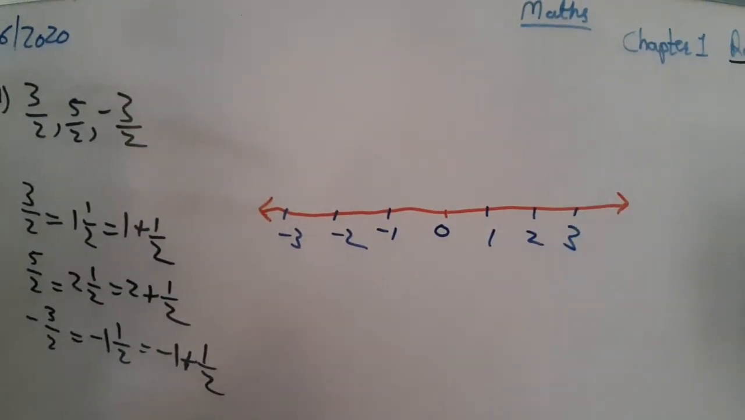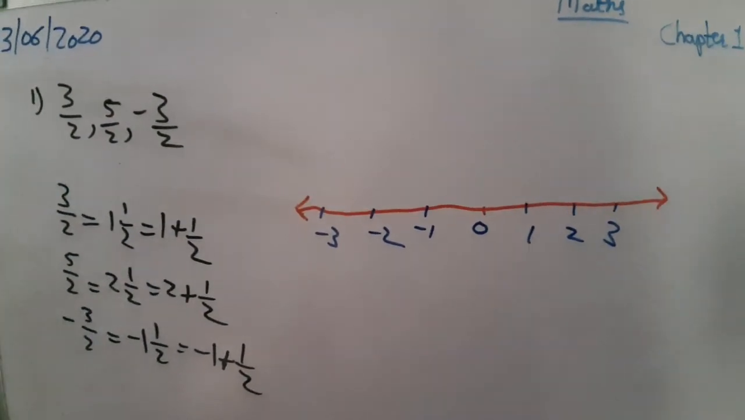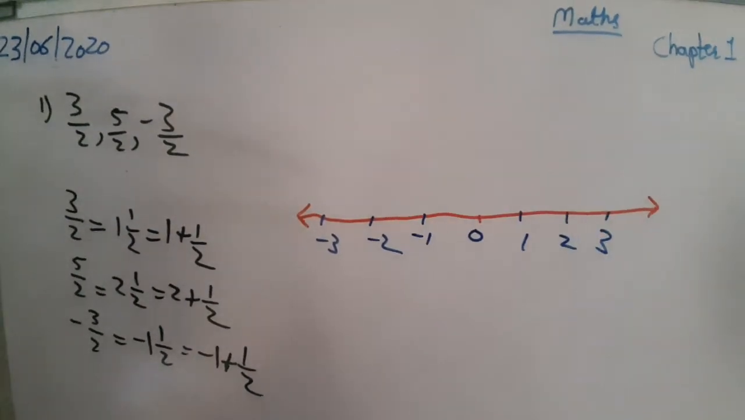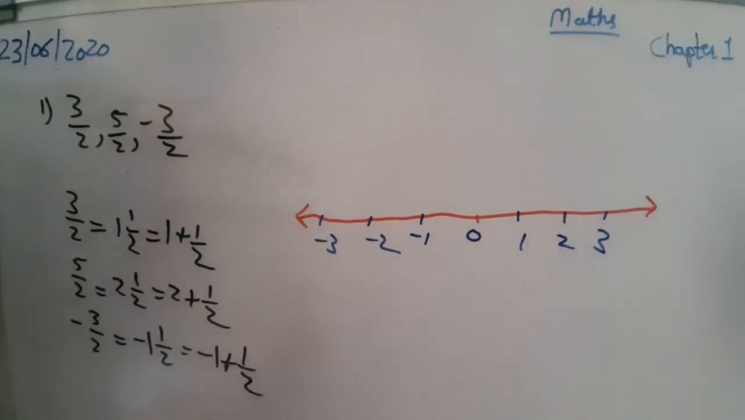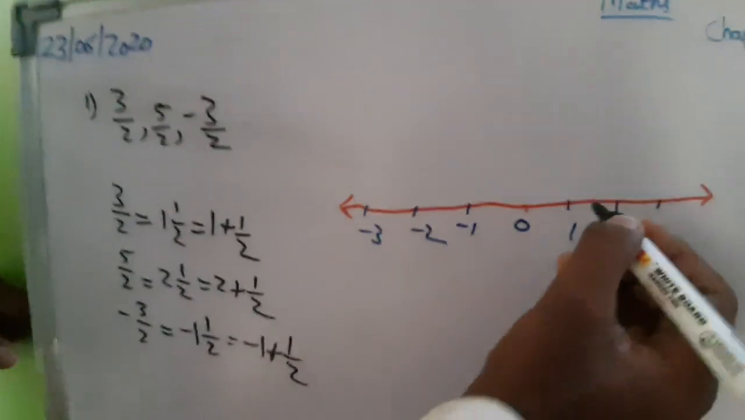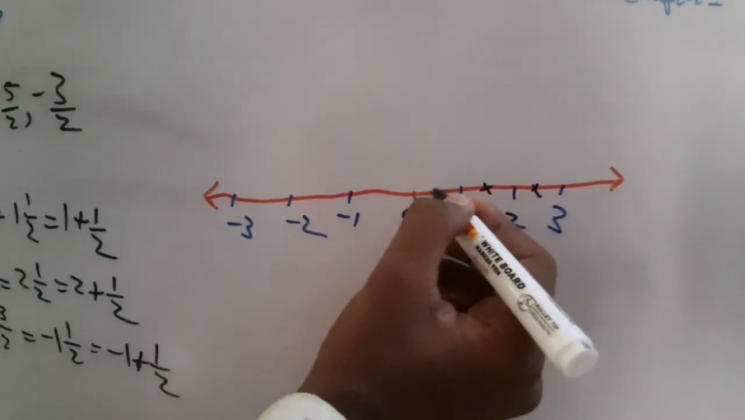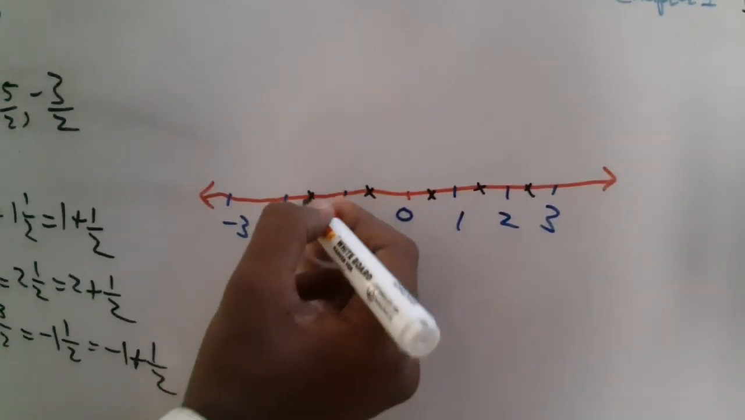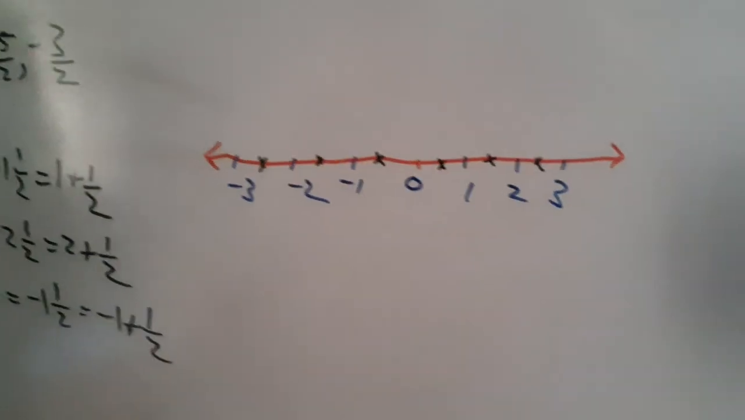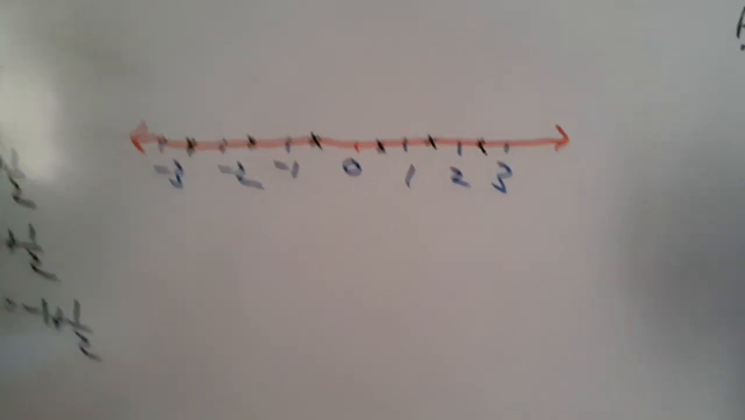Now you have to plot those points on this number line. How to plot? Just see. 3 upon 2. What is the denominator? 2 is here. What to do? You have to make two parts of each unit. Why 2? Because the denominator is 2. Suppose instead of 2 there is 3, then you have to make 3 parts. Suppose there is 5, then you have to make 5 parts.